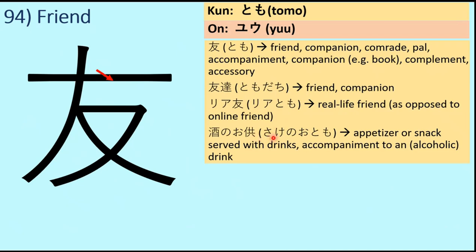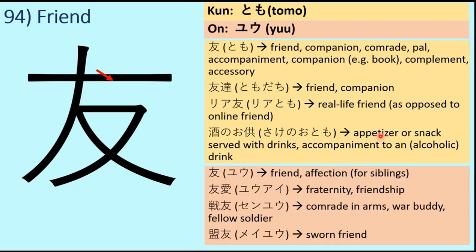You can see sake is written here. Sake means Japanese liquor or Japanese alcohol. Sake no otomo means friend of the sake. O is the honorific, and this is basically tomo, which means friend. This means alcohol. So alcohol's friend means alcohol's accompaniment. Whatever goes well with the alcohol will be sake no otomo. What goes well with drinks is the appetizer or the snacks that are served with the alcoholic drinks. So those are called sake no otomo.